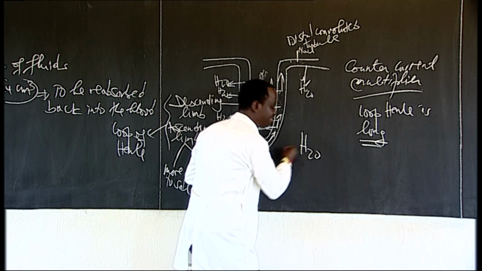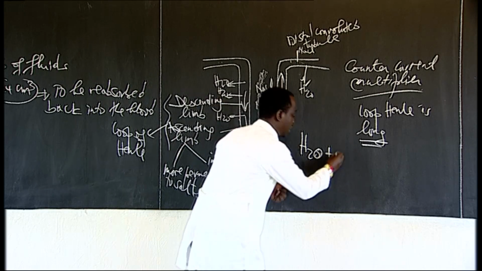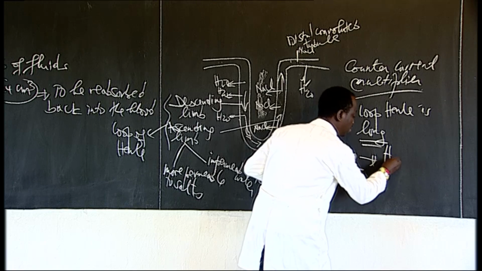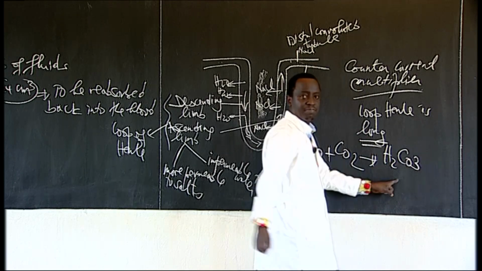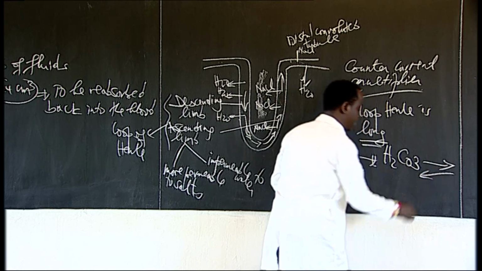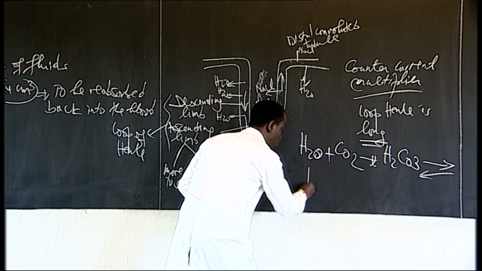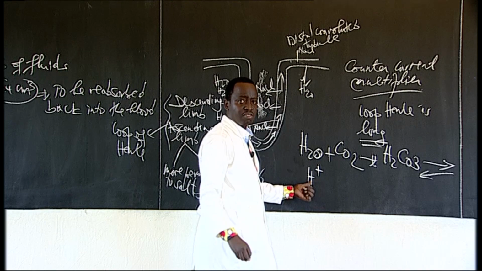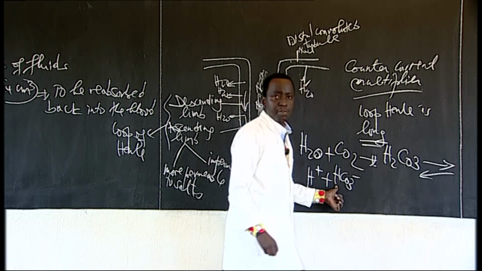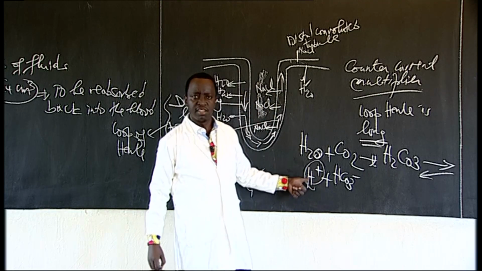Suppose water combines with carbon dioxide, and this forms carbonic acid. And this carbonic acid is going to be dissociated. Are you getting this? If it is dissociated, we get hydrogen ions and also hydrogen carbonate ions.